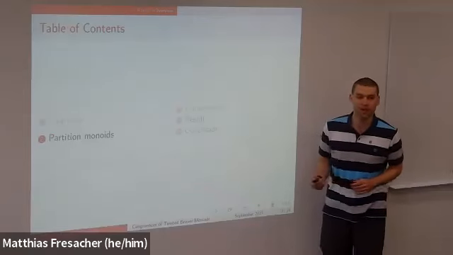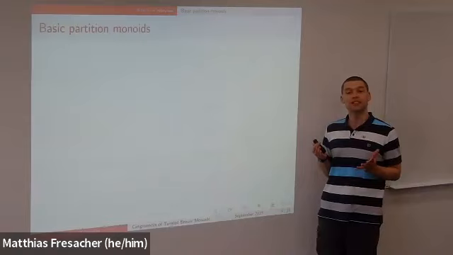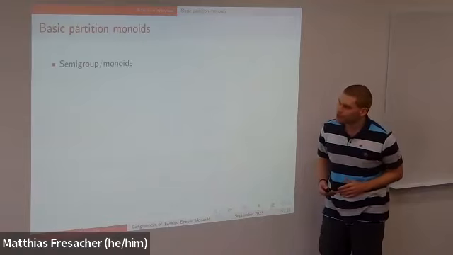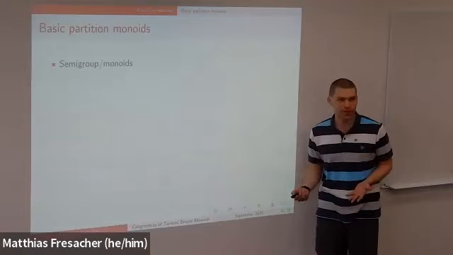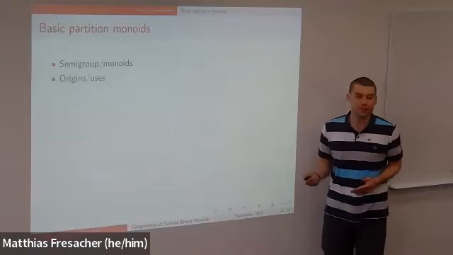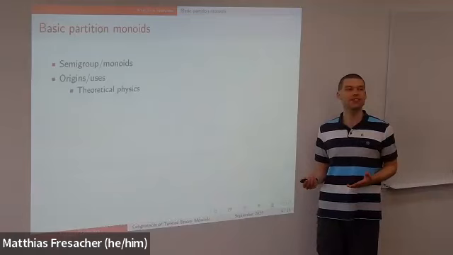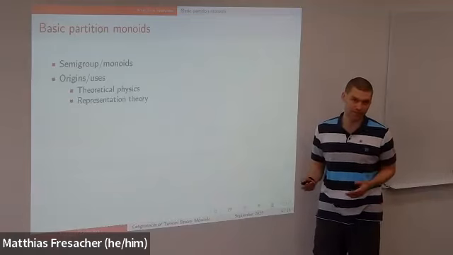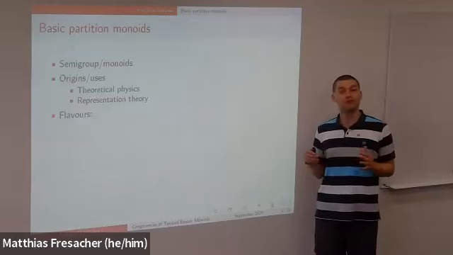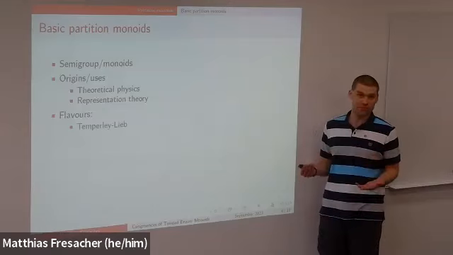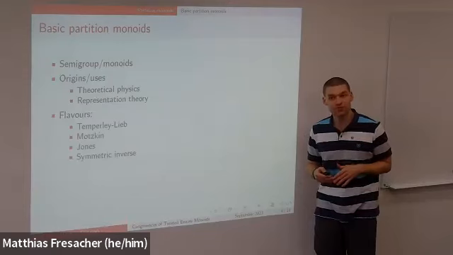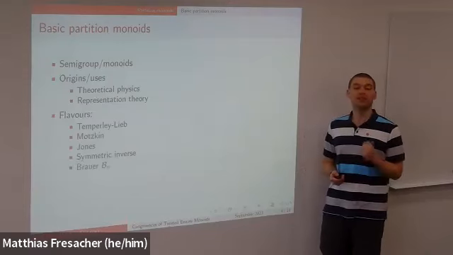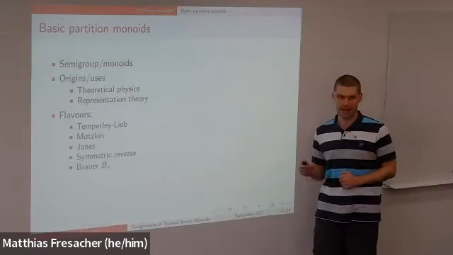So let's begin with partition monoids and specifically their basics. So obviously they are a semigroup, specifically a monoid, and they do have their origins and uses from theoretical physics and representation theory. They come in a number of different flavors, for example, the Temperley-Lieb, Motzkin, Jones, symmetric inverse monoids, and most importantly to us, the Brauer monoid B_n.